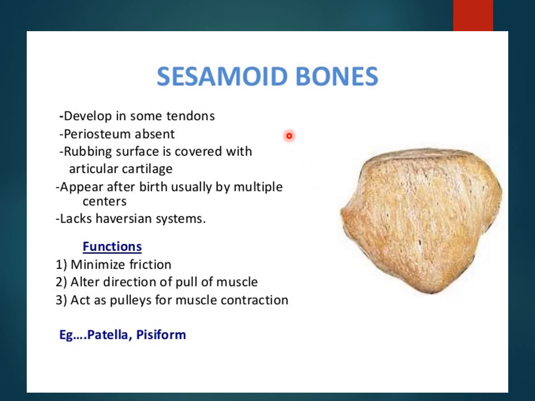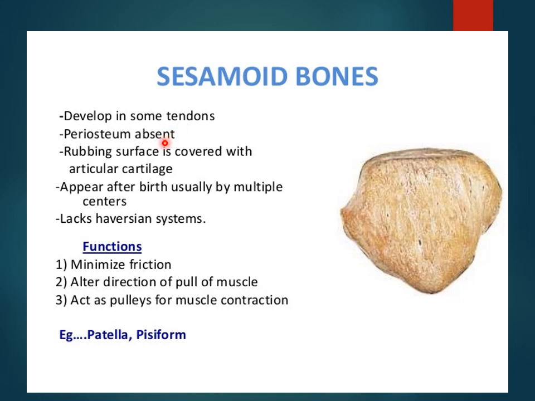The next category in the classification of bone is the sesamoid bone. This terminology is taken from the sesame seed, as most of these bones resemble a sesame seed. I hope all of you have seen the sesame seed. The largest sesamoid bone in the human body is the patella, that is the kneecap, and by definition these bones develop in the tendons of some muscles. So sesamoid bones are bones which develop and are embedded in the tendons of muscles.